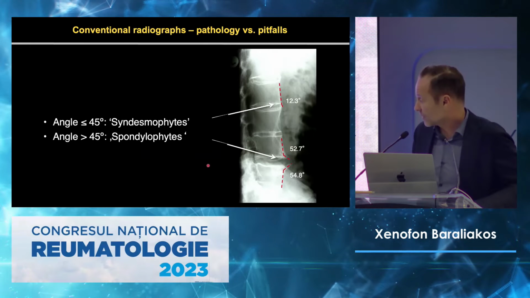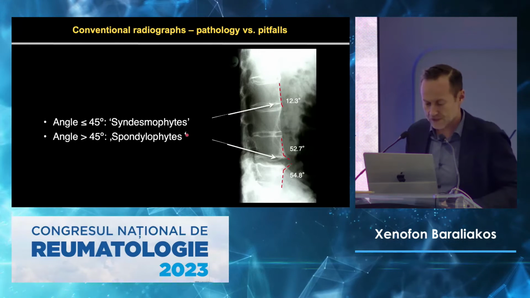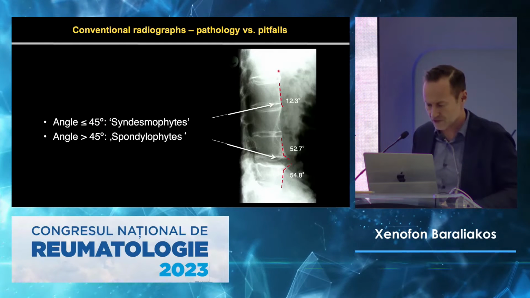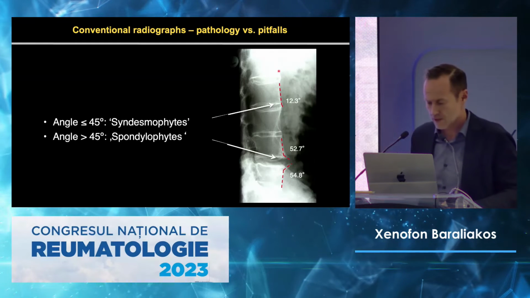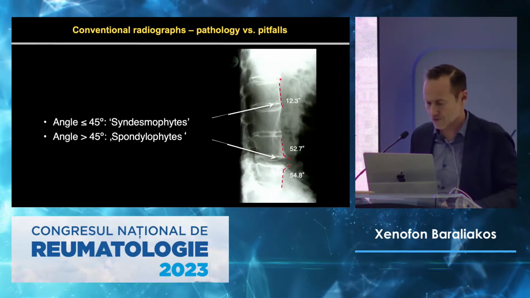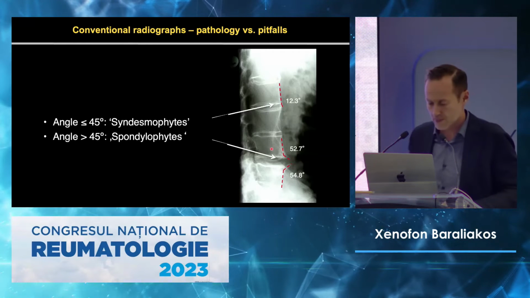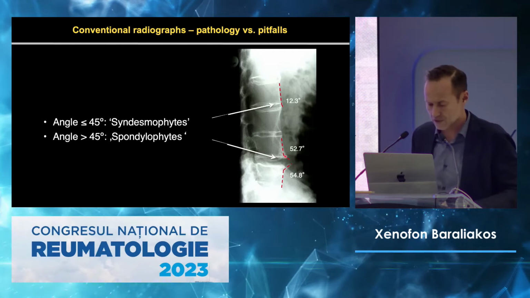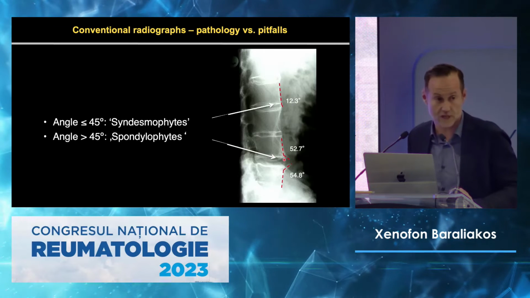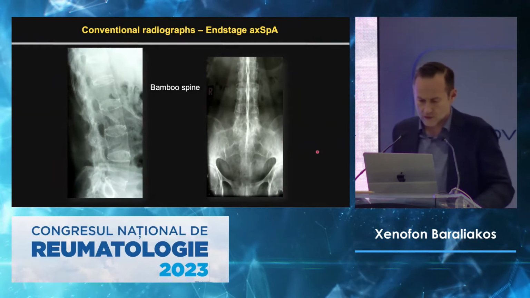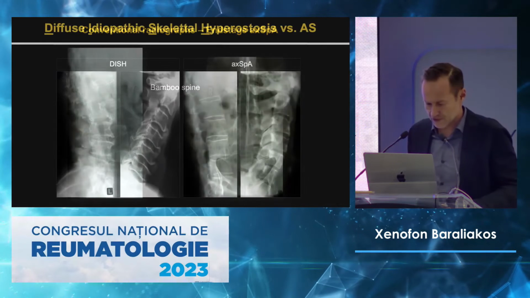How do we differentiate between the syndesmophyte and the spondylophyte? The direction is important. If you have something that is really going from the top to the bottom, this is more spondyloarthritis related. If you have something that is going more horizontal, like this, it is more degenerative. And you can, of course, have both in a patient. So that's, in fact, the final stage.